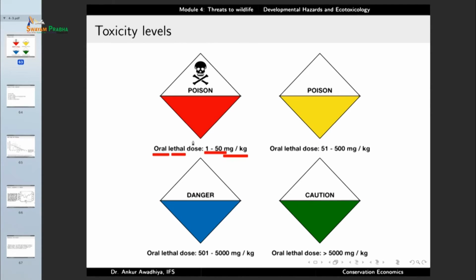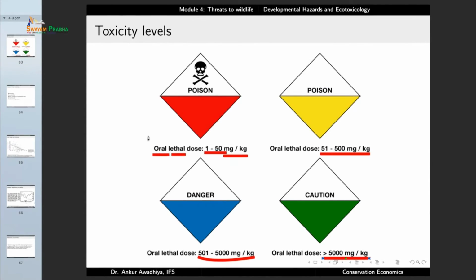And whenever they are being transported, this is the symbol that is used. If the oral lethal dose is between 51 and 500 milligrams per kg, we still call it a poison, but it gets a yellow label. If the oral lethal dose is between 501 to 5000 milligrams per kg, it gets a blue label and we call it a dangerous chemical. And in case the oral lethal dose is greater than 5000 milligrams per kg, we put the label which is green in color and we say that this is a chemical that we need to be cautious about. So different chemicals have different levels of toxicity.